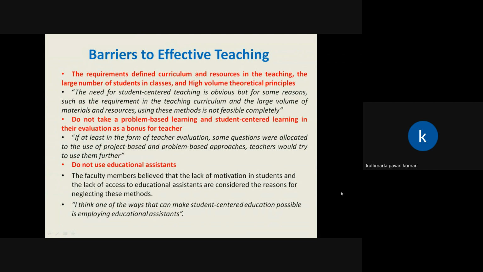And the third one is not using educational assistance. When a survey was conducted in many areas, many of the faculty members believed that the lack of motivation in students and the lack of access to educational assistance are the reasons for neglecting these methods. The first and most important is the lack of motivation in students, because the student has been thinking in one atmosphere and is not ready to change his path. Moreover, educational assistance, that means support, is also very scarce for the teacher. Therefore it is difficult to implement in all these scenarios. This is one of the barriers to effective teaching.